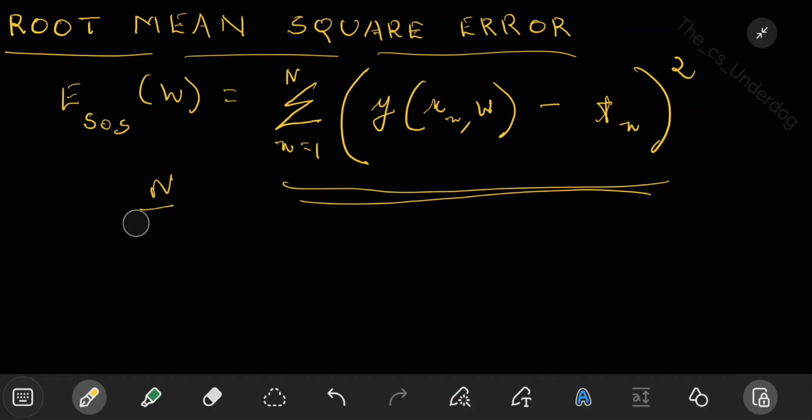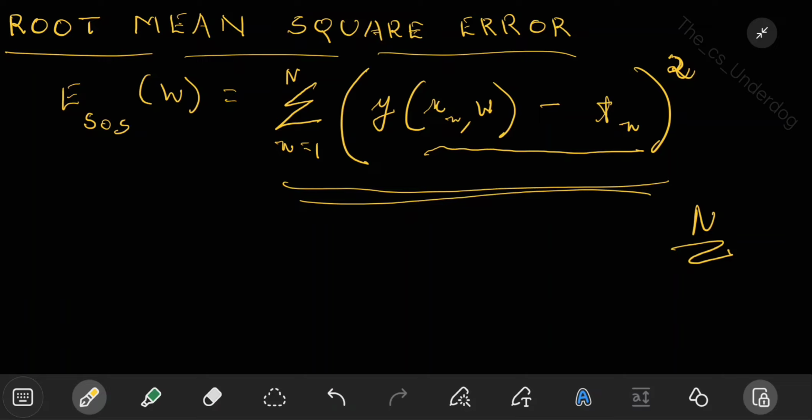So what will this do? For n data points, for each point it will find the error. First it will square the term and then it will take the sum.